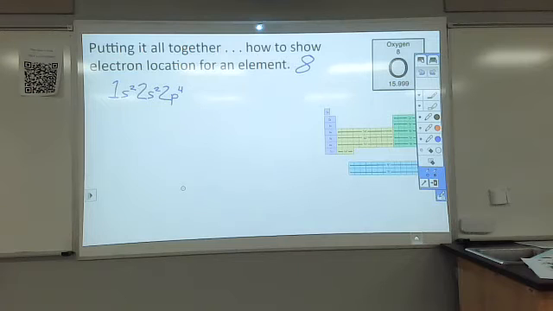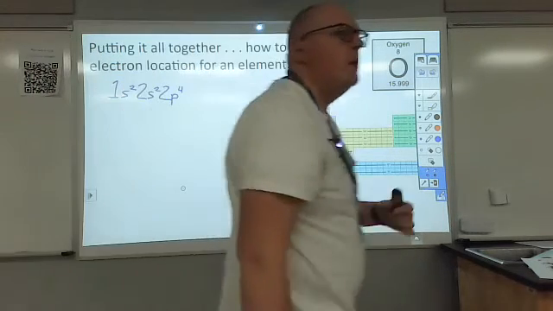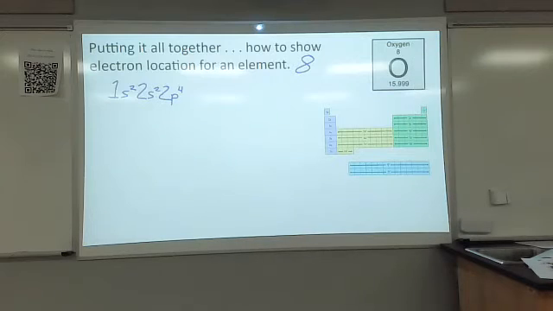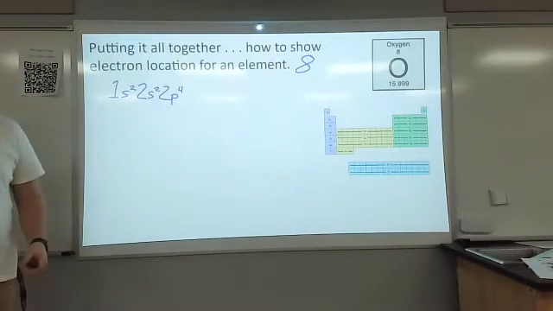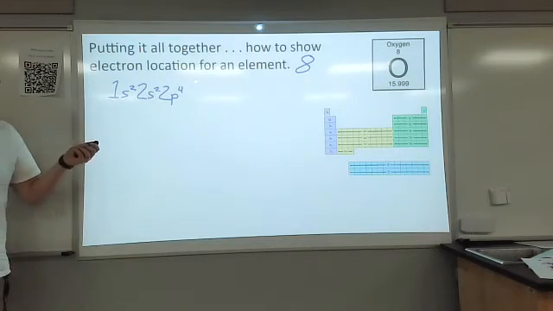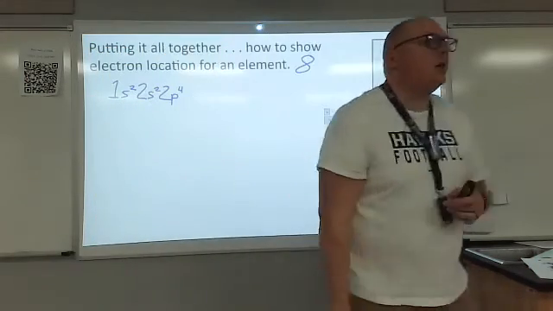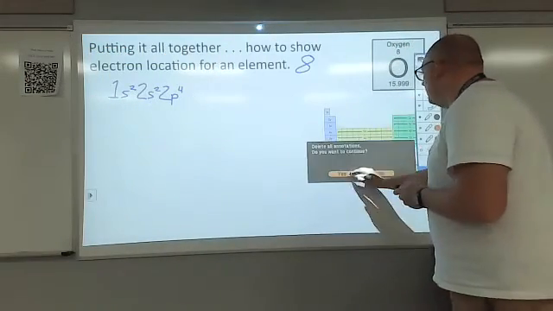Why isn't it 3p? Because I'm still in the 2 level, right? I'm still on the second row of the periodic table. I'm not in the third row, that'd be 3p. I can't move on to 3s until I've filled up 2p. Okay? So 1s2, 2s2, 2p4, that would be the electron configuration of oxygen.